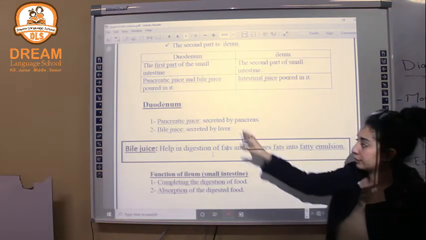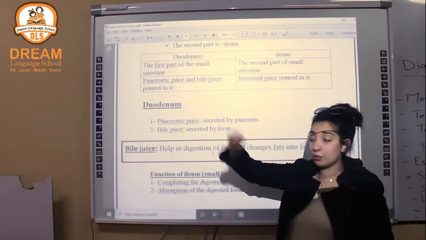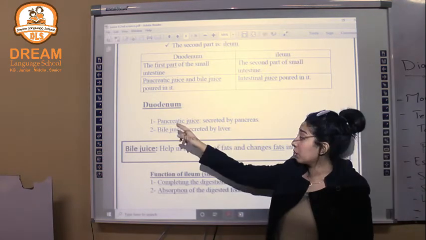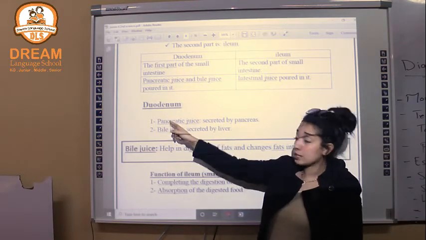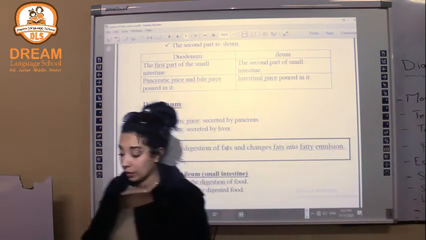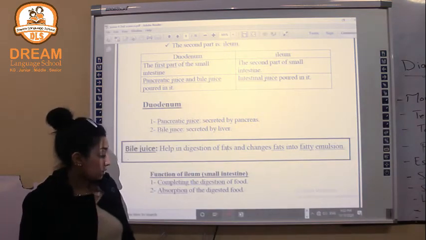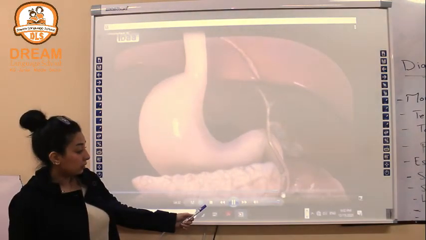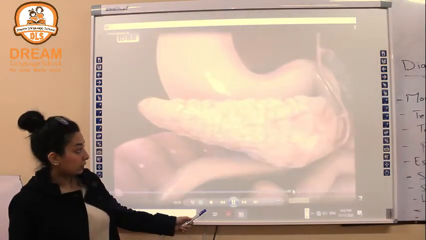So you have to know inside the duodenum, the liver and the pancreas help the duodenum and secrete two juices. Who are they? The juices? Bile juice and pancreatic juice. Now the food is digested. Now look at this. This is the pancreas.